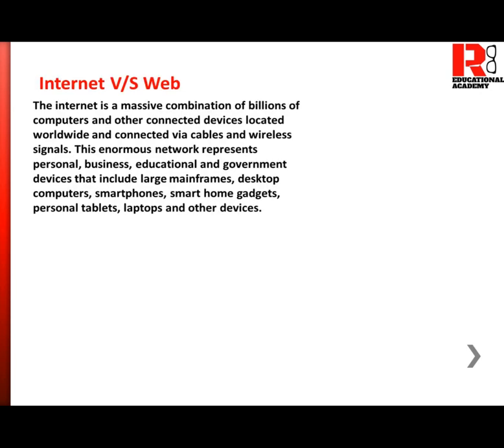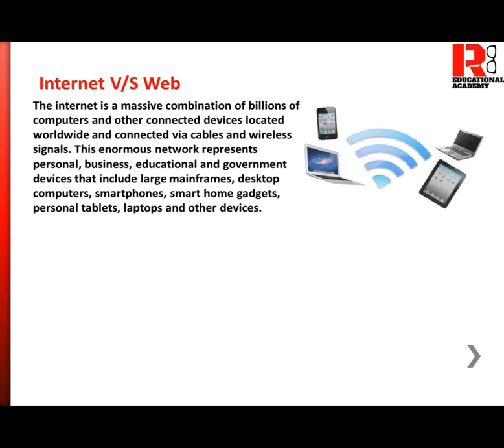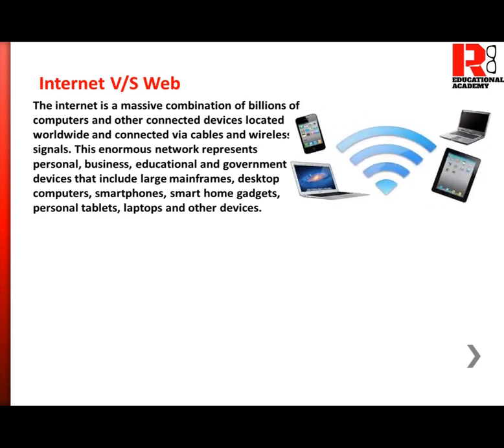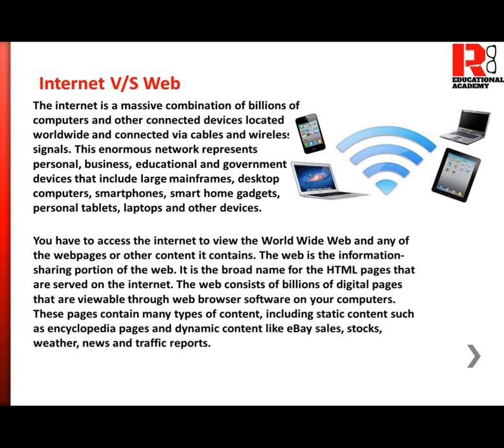The difference between internet and web. The internet is a massive combination of billions of computers and other connected devices located worldwide and connected via cables and wireless signals. The enormous network represents personal, business, educational and government devices that include large mainframes, desktop computers, smartphones, smart home gadgets, personal tablets, laptops and other devices. So you have to access the internet to view the World Wide Web and any of the web pages or other content it contains.